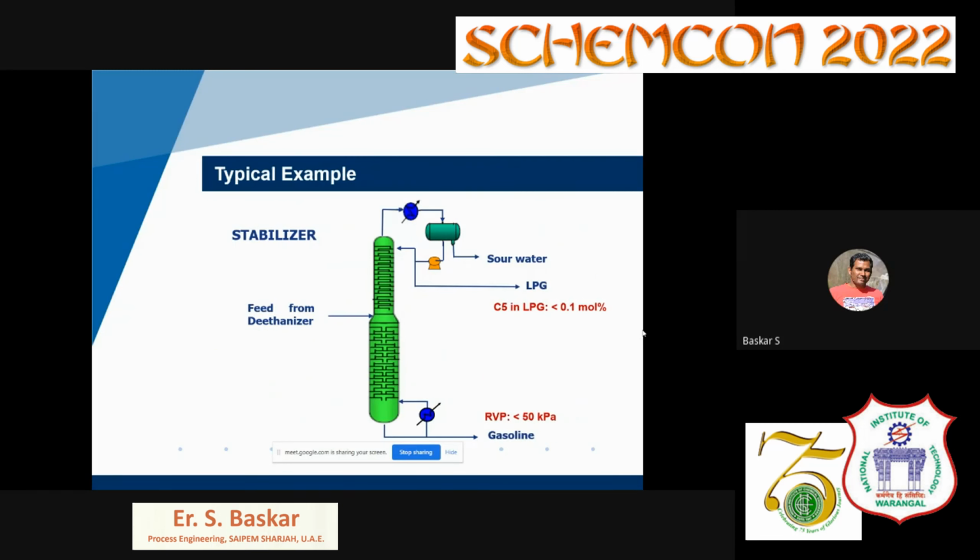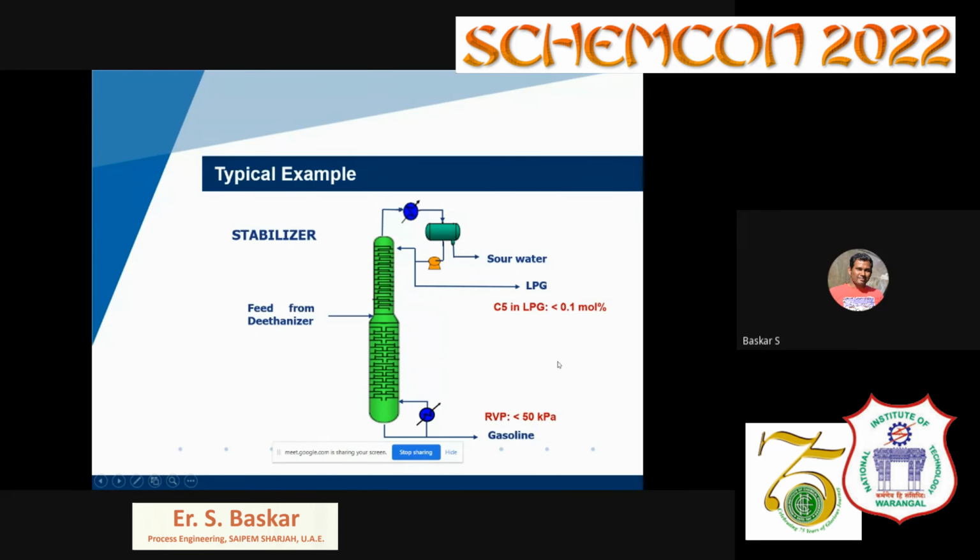We will take the typical example of the LPG stabilizer. This is the LPG stabilizer, and the feed is coming from the deethanizer upstream. From here, we have to separate out the LPG, which is predominantly C3 and C4s, and we have to reduce the C5 in the LPG. The specification required is that C5 in the LPG should be less than 0.1 mole %. And the bottom product should be the gasoline, and it should have an RVP of less than 50 kPa. These are the constraints provided for us in a refinery plant, and according to this the LPG stabilizer has to be designed.